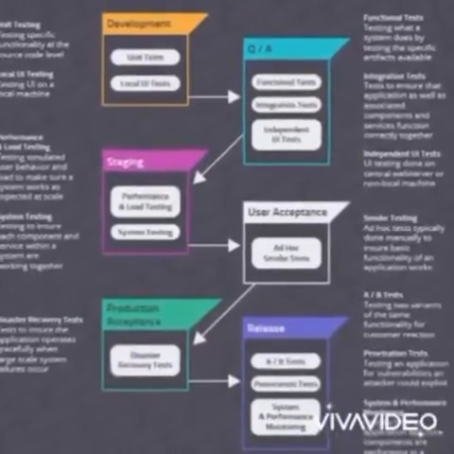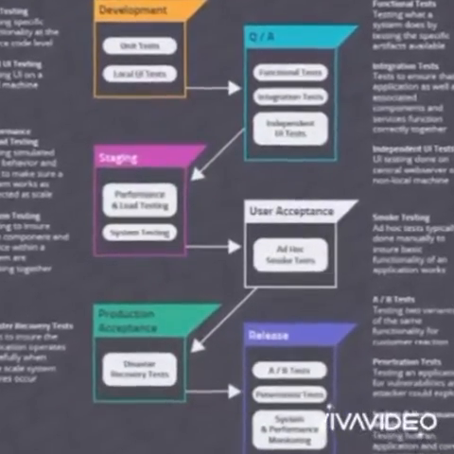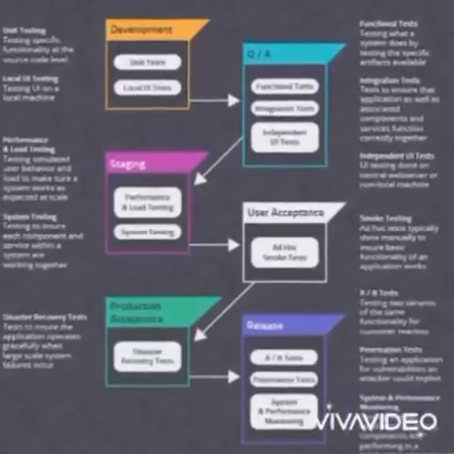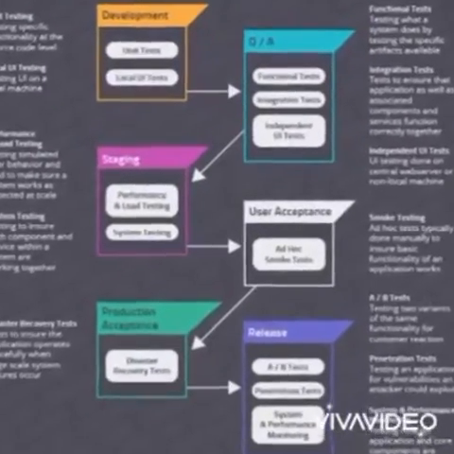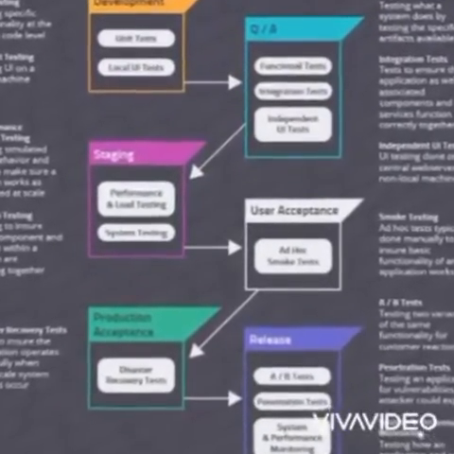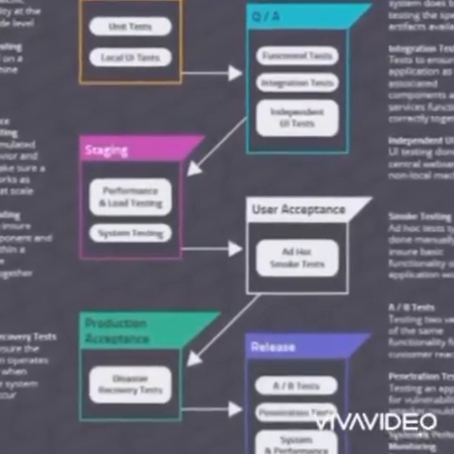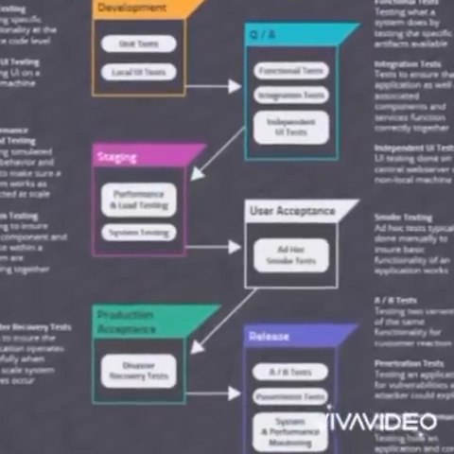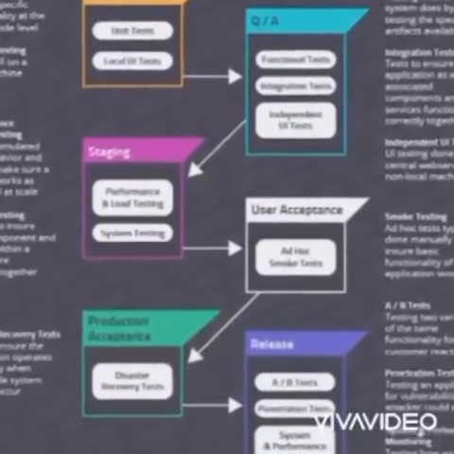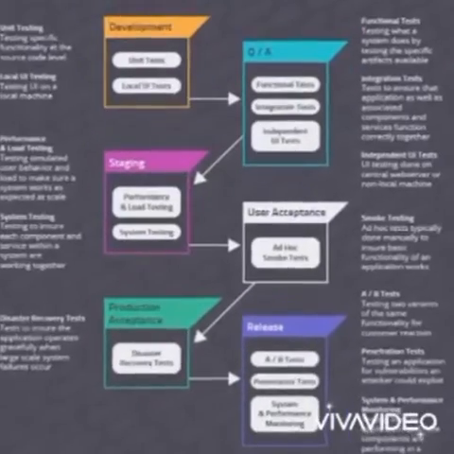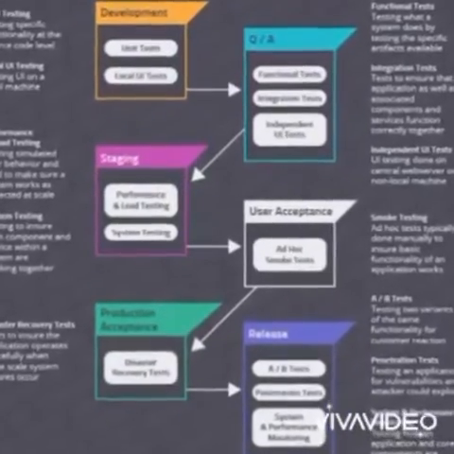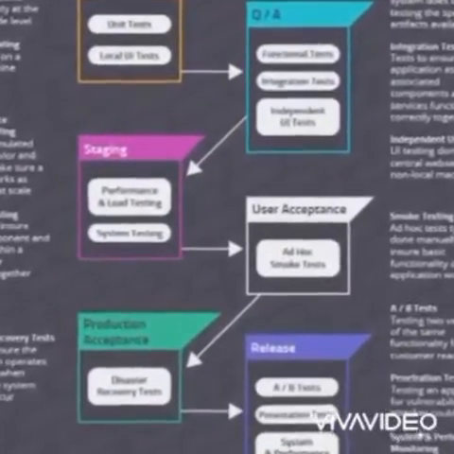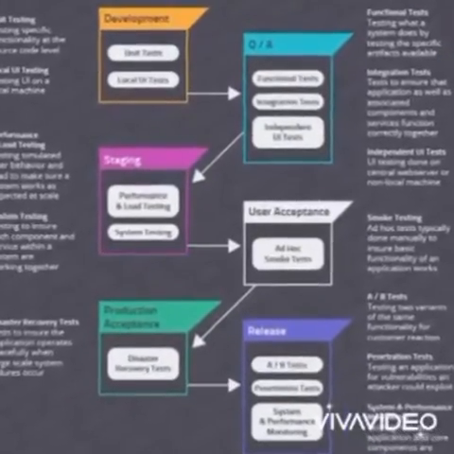Software testing and deployment. Development. Unit test. Testing specific functionality at the source code level. Local UI test. Testing UI on a local machine. Functional test. Testing what a system does by testing the specific artifacts available. Integration test. Test to ensure that application as well as associated components and service function correctly together. Independent UI test. UI testing done on central web server on non-local machine.